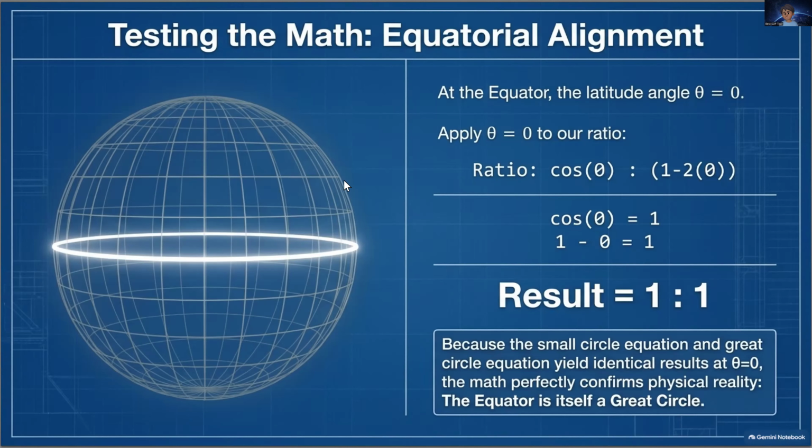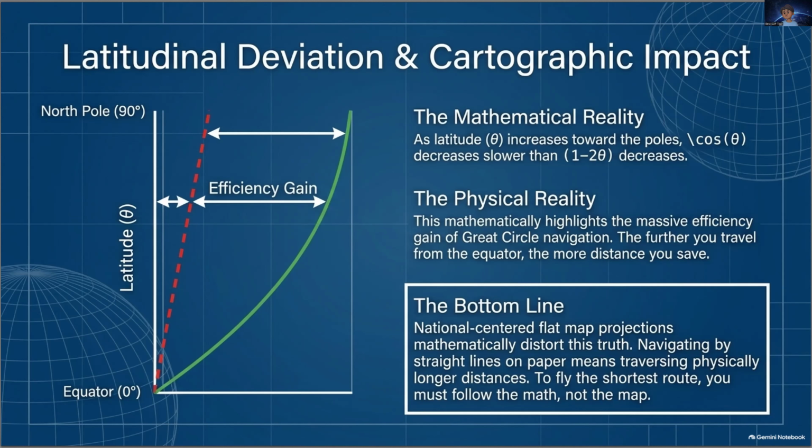Okay. Now again, latitude decay toward the North Pole, and the latitudinal deviation. Mathematical reality: as the latitude theta increases toward the pole, cosine theta decreases slower than 1 minus 2 theta over pi decreases. And then the physical reality is that the math highlights the gain of the great circle route. The further you travel from the equator, the more distance you save.